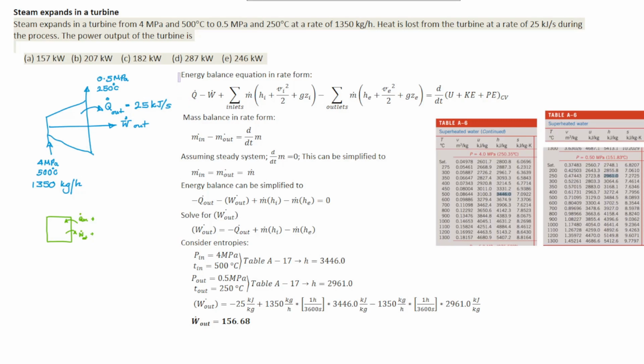In a question like this, we have to consider the energy balance and the mass balance. Both of these are considered in rate form in this case. Let's start with the mass balance. We know that in these steady state systems, the change of the mass within the system is going to be equal to 0, so we can write this equation. Instead of calling them m in and m out, the mass flows in and out, let's call both of them m dot.